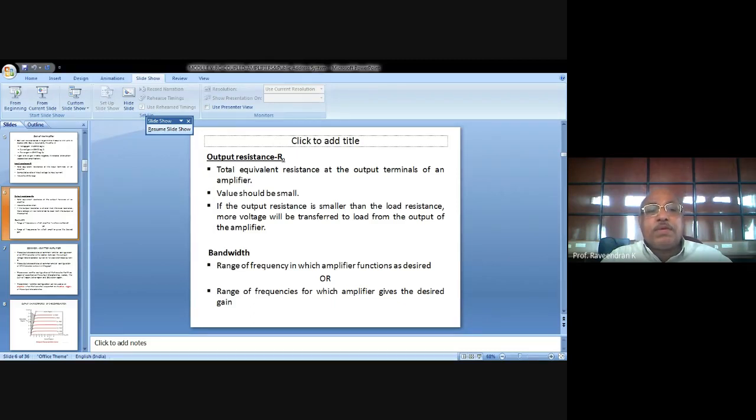What is VB? VB is the base emitter voltage, the input signal voltage, and numerically, just more than 0.7 volt is enough, because that is the cut-in voltage for a base emitter junction when it is forward biased for a silicon transistor.